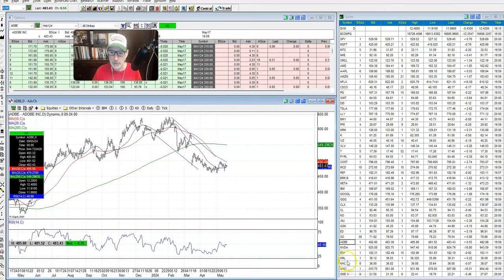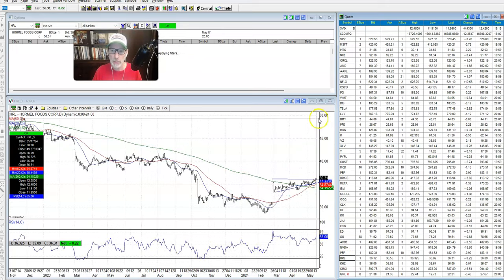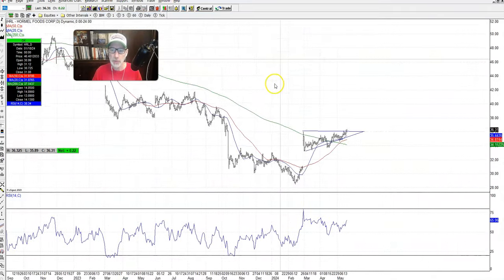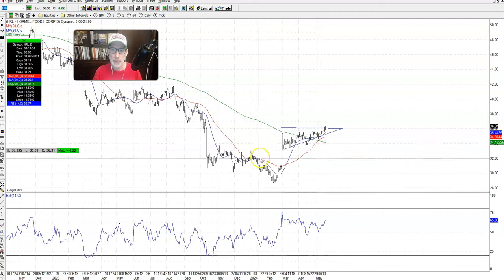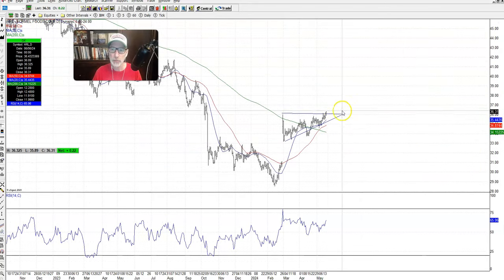Let's see what else. Hormel has been showing me this potential bullish pattern right here. You've got the triangle, the upsloping with the flat top, starting to break through just this past Thursday and Friday, May 16th, May 17th, starting to break out. Keep an eye on Hormel.